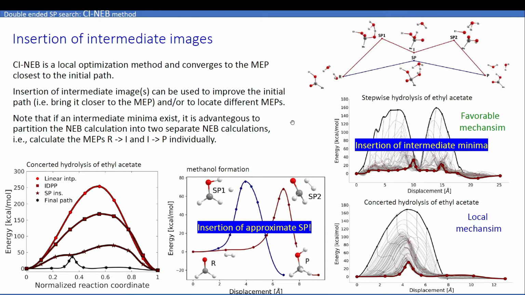But then I would also like to use this chance to mention that in practice, if an intermediate energy minimum is found during a NEB optimization, it is often advantageous to partition the NEB calculation into two individual calculations, one going from the reactant to the relaxed intermediate energy minimum, and the other from the relaxed intermediate energy minimum to the product's energy minimum.